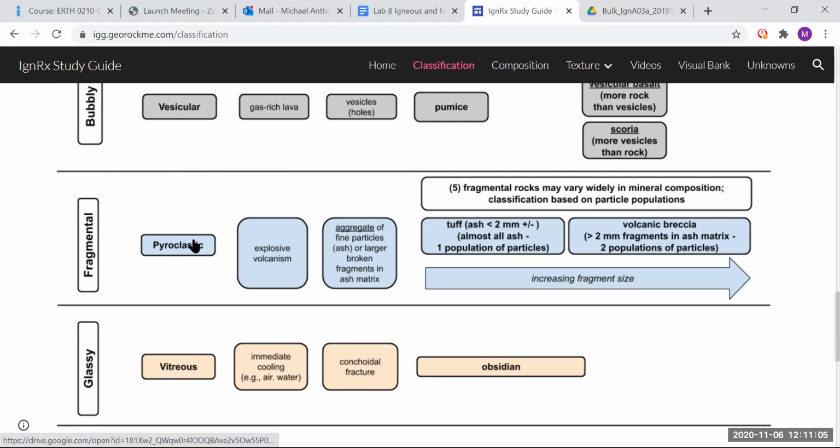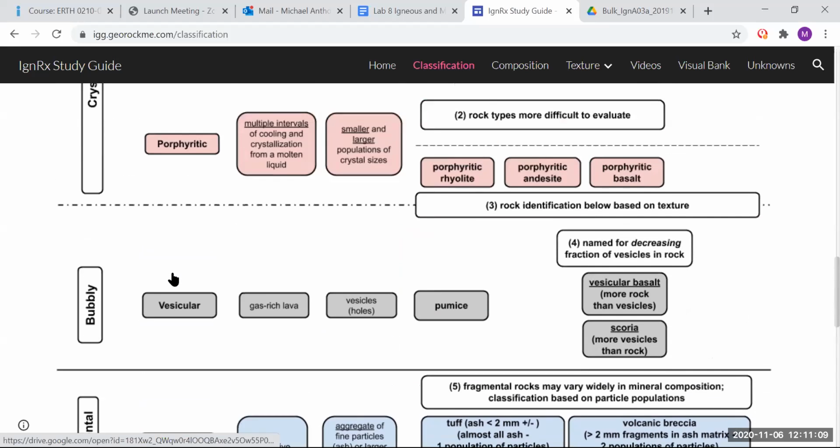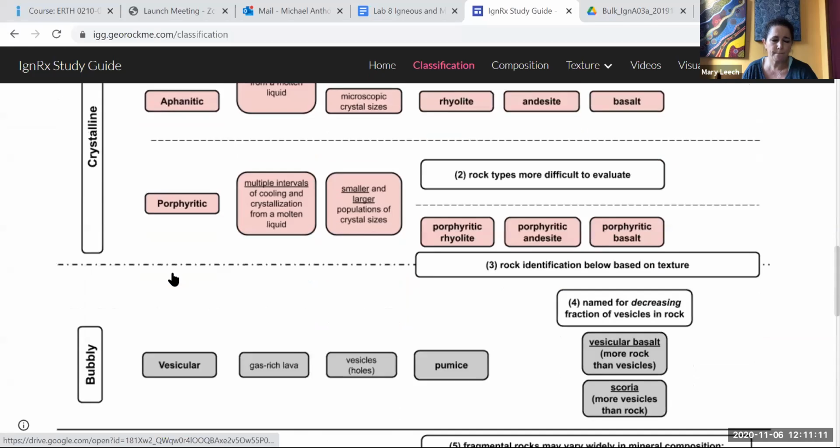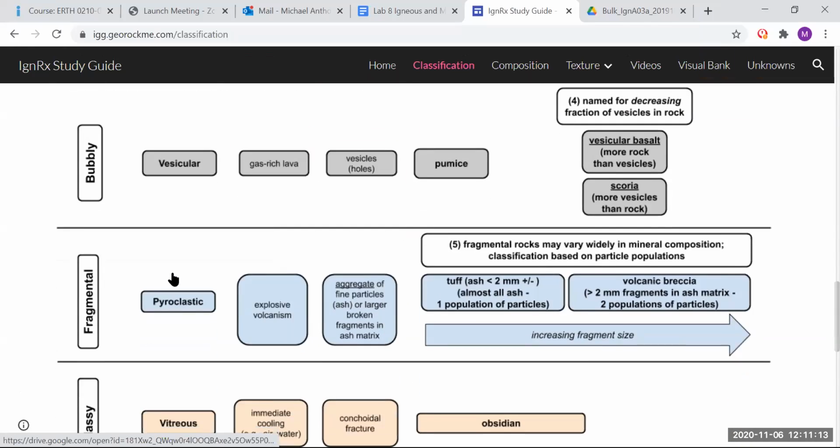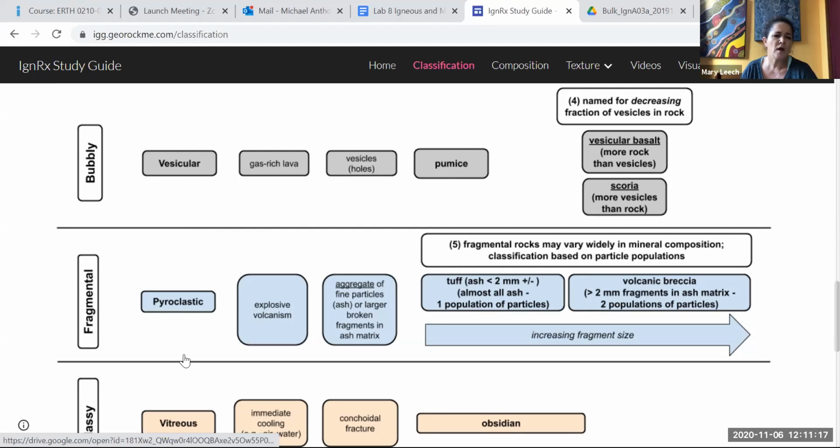Is there a chance that we would get any of these? Because I only saw that you have at least one of each. Yeah, one of each of these two, at least. One of glassy, one of fragmental, one of bubbly, one of the others. At least, I'm saying. There may be more than one.